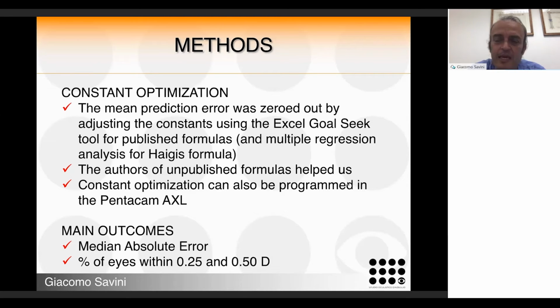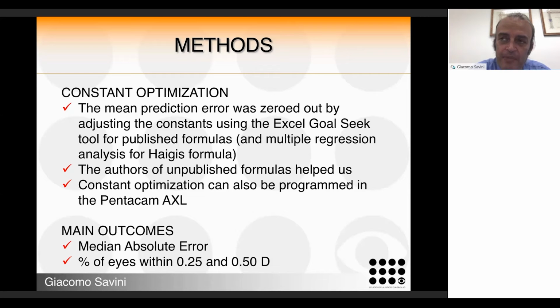What does it mean? It means that the mean prediction error for each formula has to be zeroed out, so that if you have patient 1 who becomes +1 and the second +2, you have to adjust your A constant so that on average the arithmetic prediction error is 0. For published formulas, Holladay 1, Hagis, Hoffer-Q, and SRK/T, this is not difficult if you play with Excel.